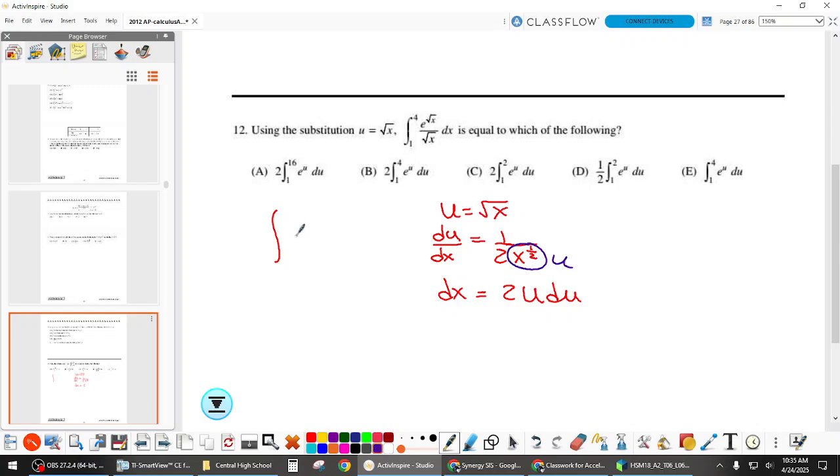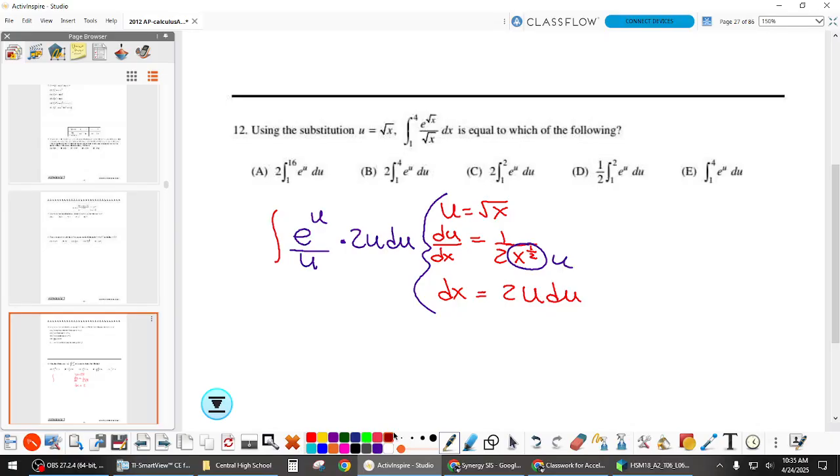So now we have, what do we have? e to the u over u times 2u du. Right. And then the u's cancel and allow us to integrate.